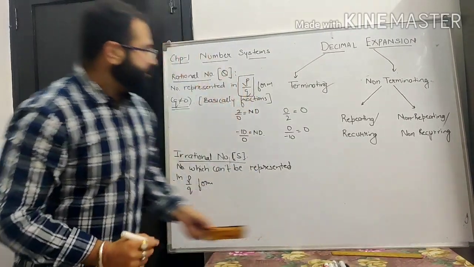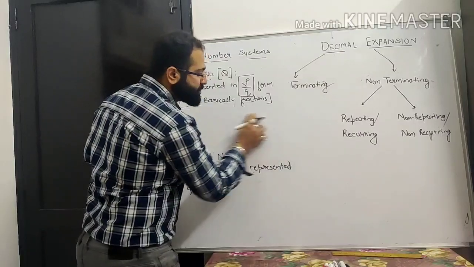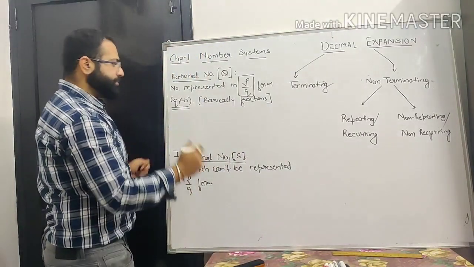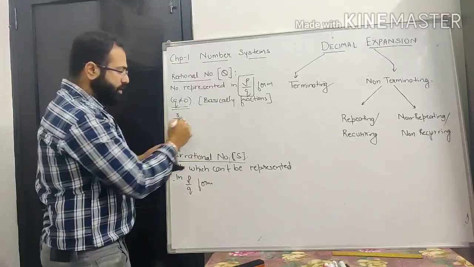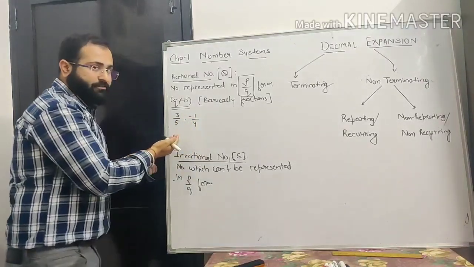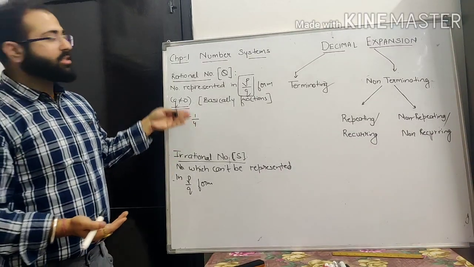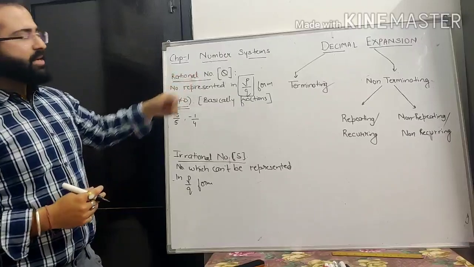So as we were continuing with the rational numbers, the denominator cannot be equal to 0. So what could be the possible examples for the rational numbers? Suppose I say 3 by 5, or we can say minus 1 by 4. So the positive fractions and the negative fractions come under the category of the rational numbers. So these are basically the fractional numbers.